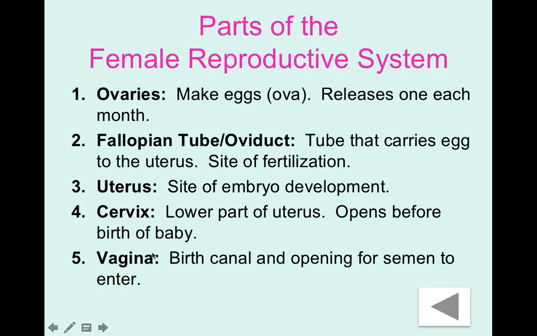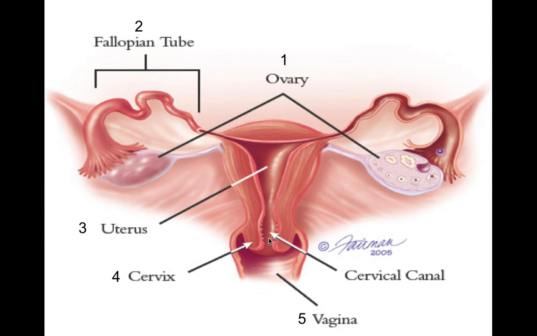And the last thing to know here is the vagina, also known as the birth canal, and as you saw in the diagram, that's where the baby has to pass through on its way to being born, but it's also where the semen would enter containing the sperm during sexual reproduction, so that the sperm could make its way to the egg and do fertilization. So I hope that is a good explanation for you on the female reproductive system.